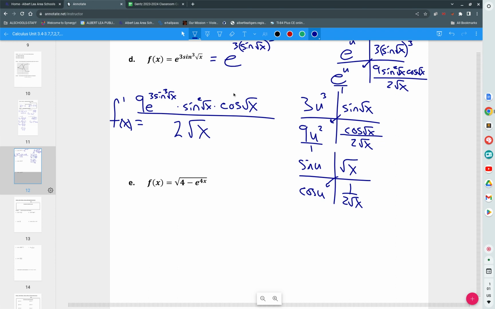That's a tough derivative. Well, when you think about it, chain rule 3 times. We're pretty good at the chain rule now, aren't we? Could be a lot worse. Try the next one on your own.